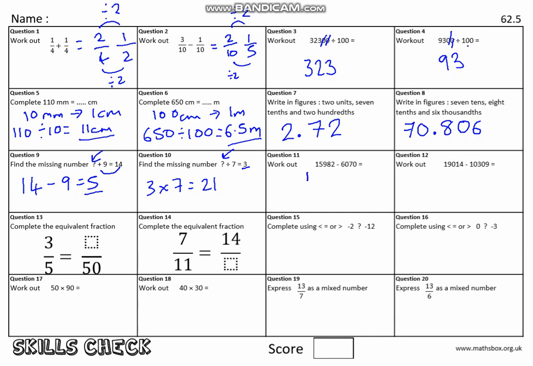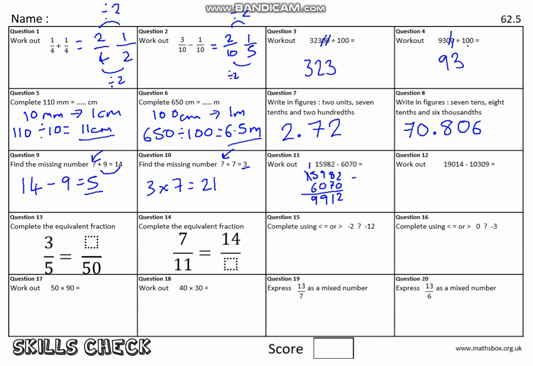Up next then, so we've got 15,982, and I want to take away 6,070. So 0 from 2 is 2, 7 from 8 is 1, 0 from 9 is 9, 6 from 5, oh, can't do that, but I can get rid of this one and put it there, so I've got 15, so 6 from 15 is 9, okay, so there we go, we've got our final answer there of 9,912.